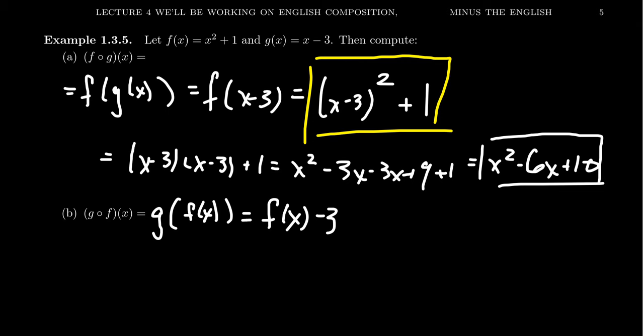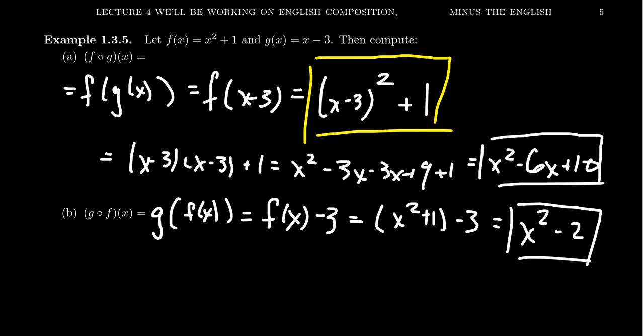In the first example, I evaluated the inside function first, then the outside function. In this one, I evaluated the outside function first, and then we're going to do the inside function. f of x is x squared plus 1. We subtract 3 from that. We end up with x squared minus 2. And so when you look at these things right here, you can see very clearly that although they're both quadratic functions, their domains are all real numbers, these two functions are not the same function.